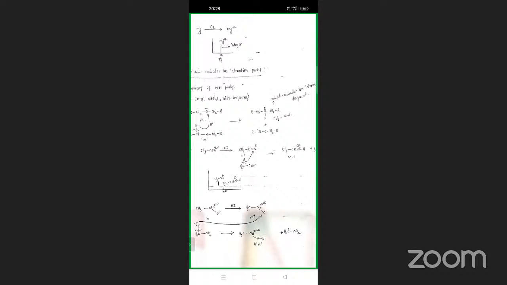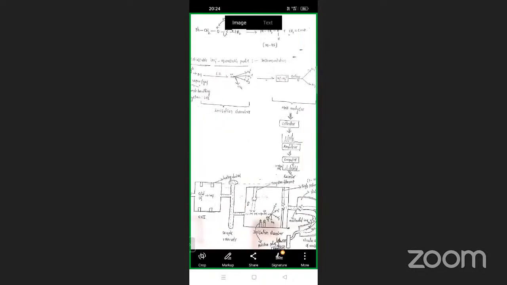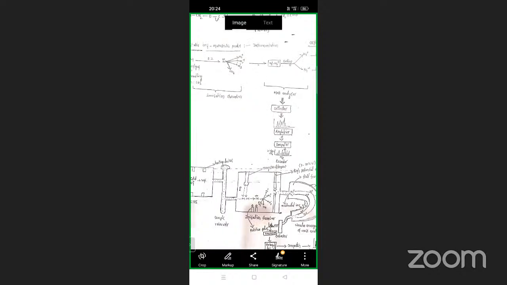Now we see the instrumentation of mass spectrometry. Generally, it has this kind of block diagram of the mass spectrometer. Here is your sample, generally used with the principle of mass.